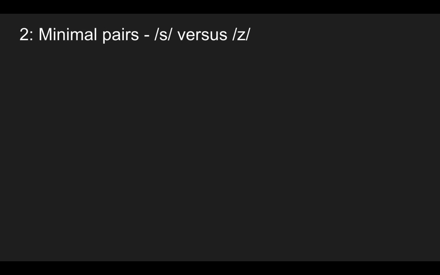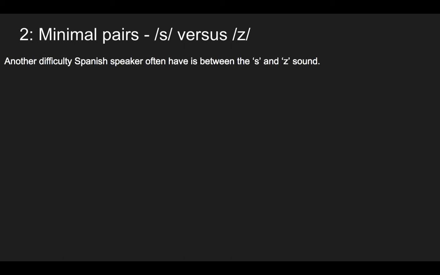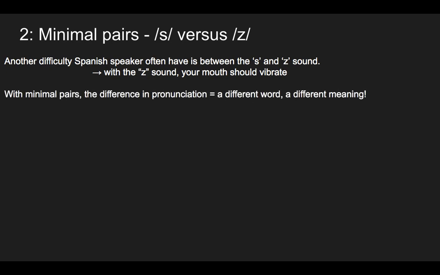Next one, we've got S and Z. But remember, it's not always the spelling of the word, it's the sound that's important. When you make the z sound, there should be a vibration in your mouth. Zzz. If you put your hand to your throat, zzz, you can feel the vibration. Remember, we have to practice minimal pairs, it's really important to make the difference, because the different sound makes a different word and a different meaning.